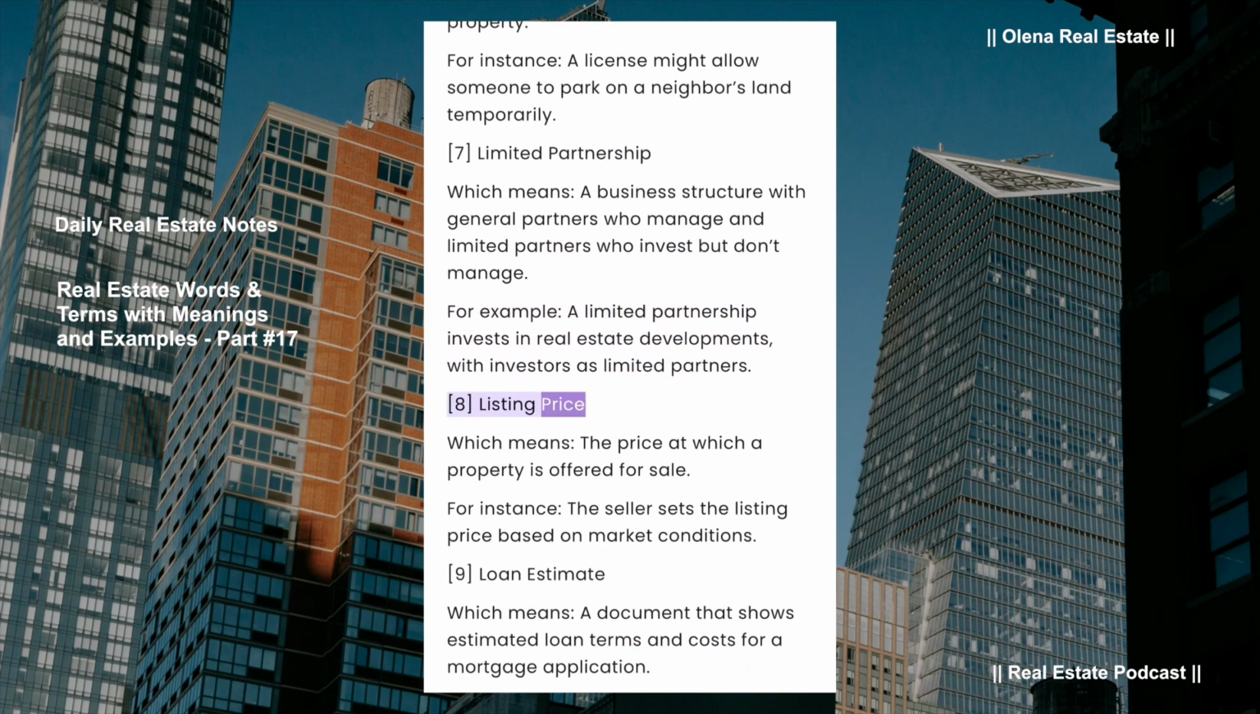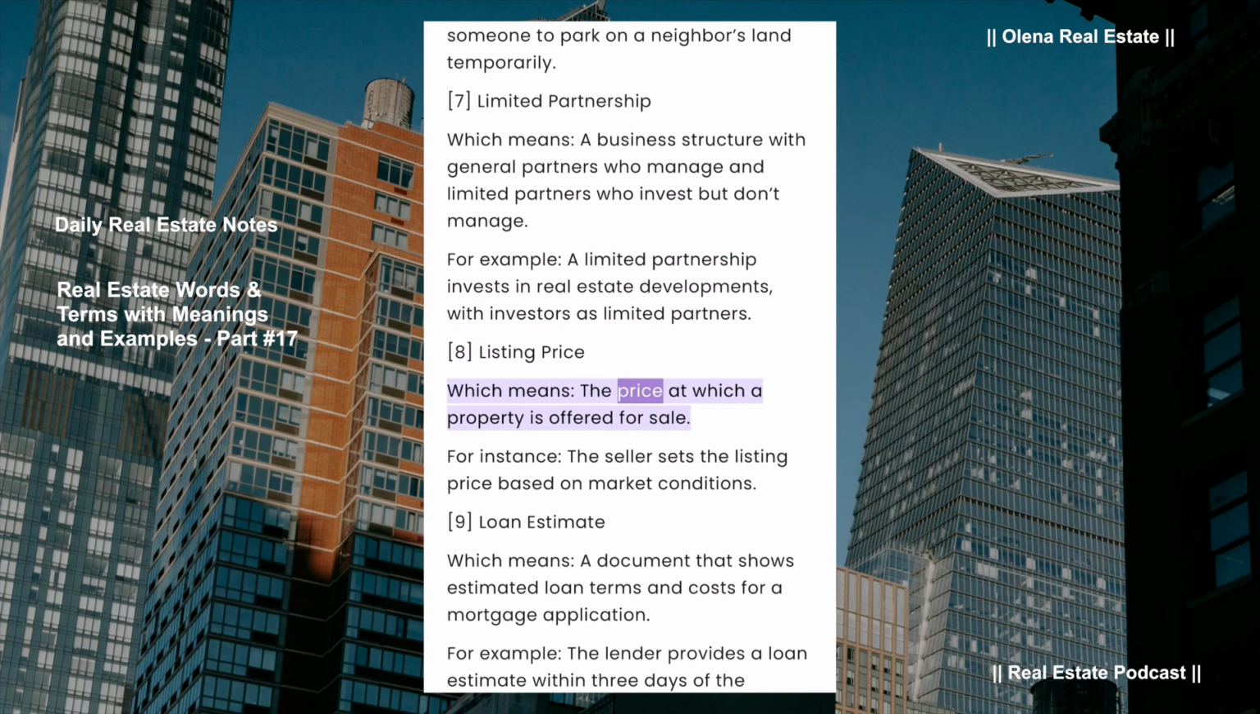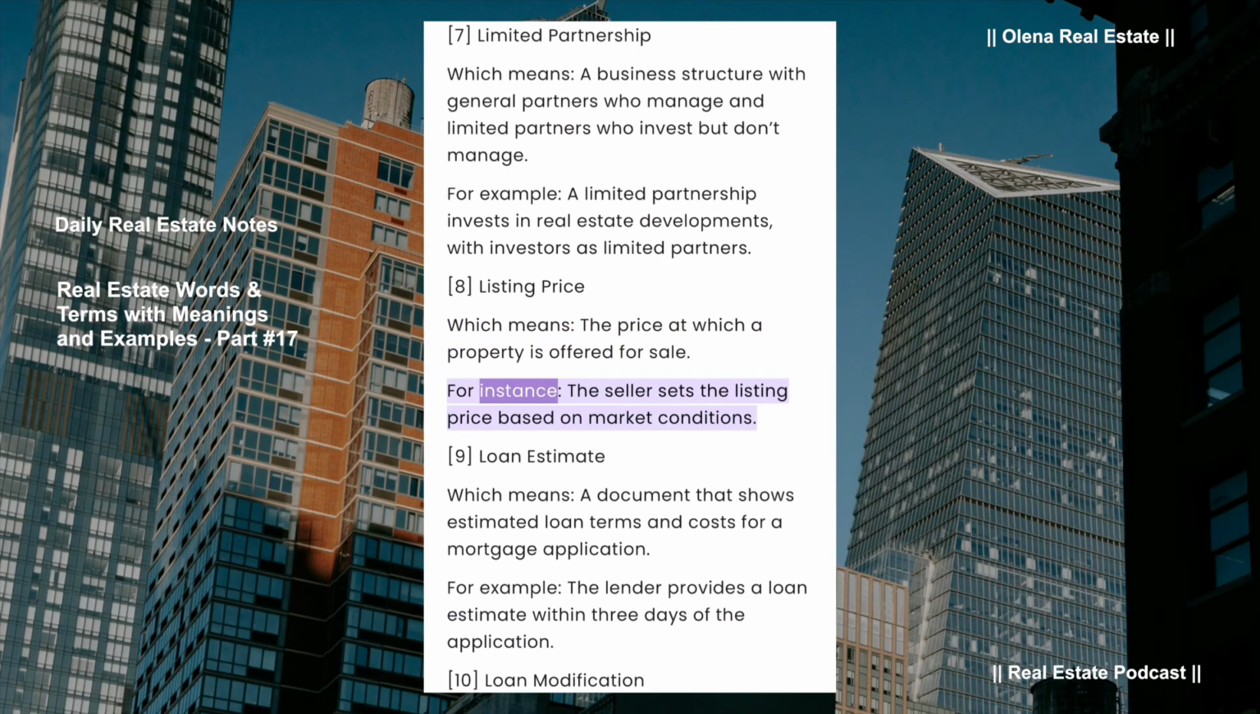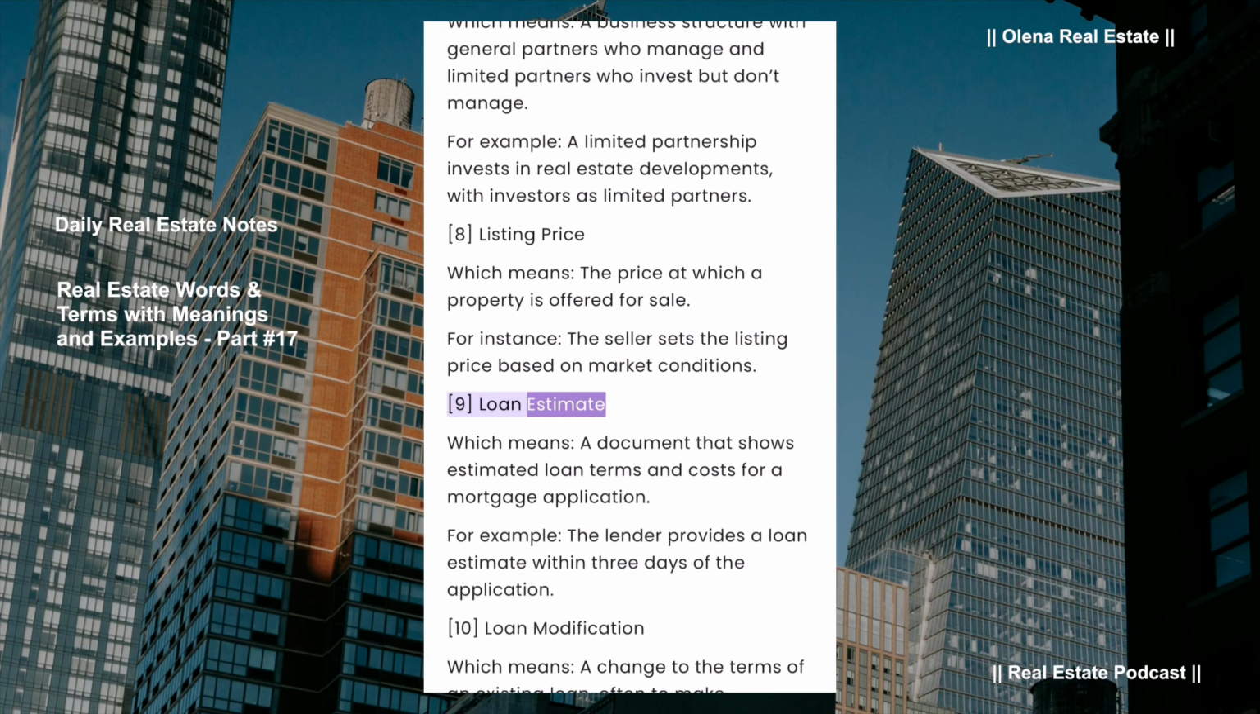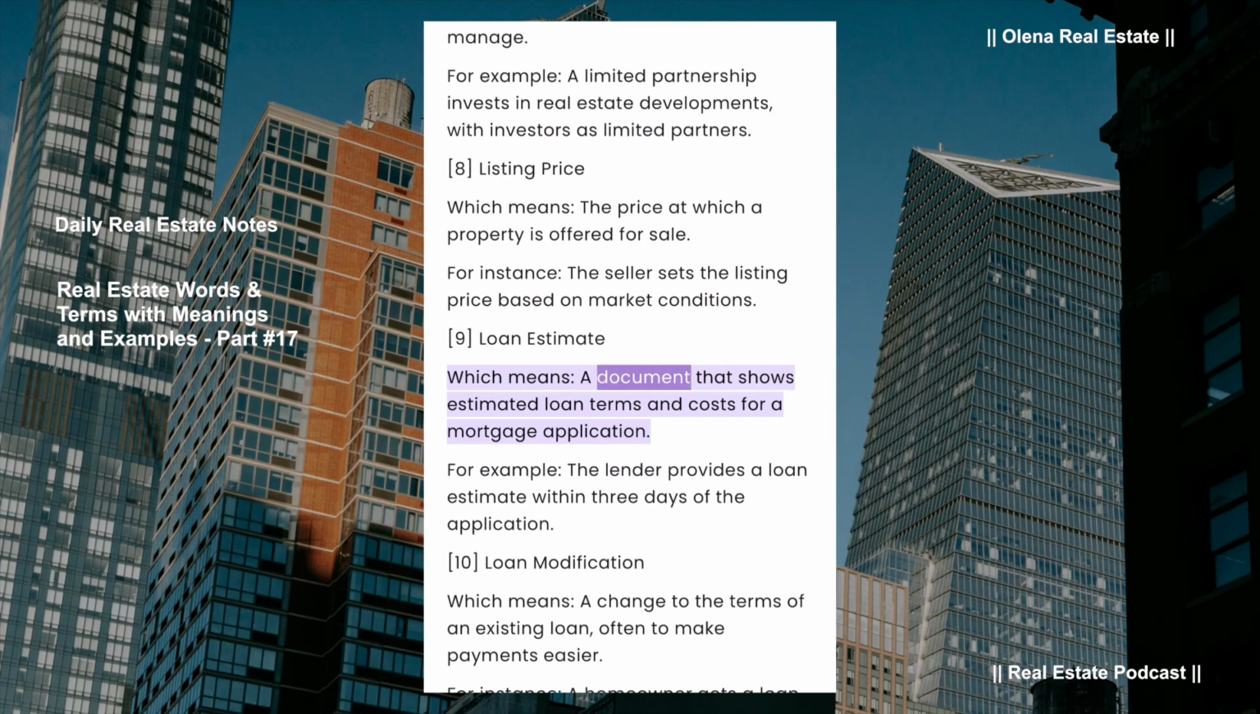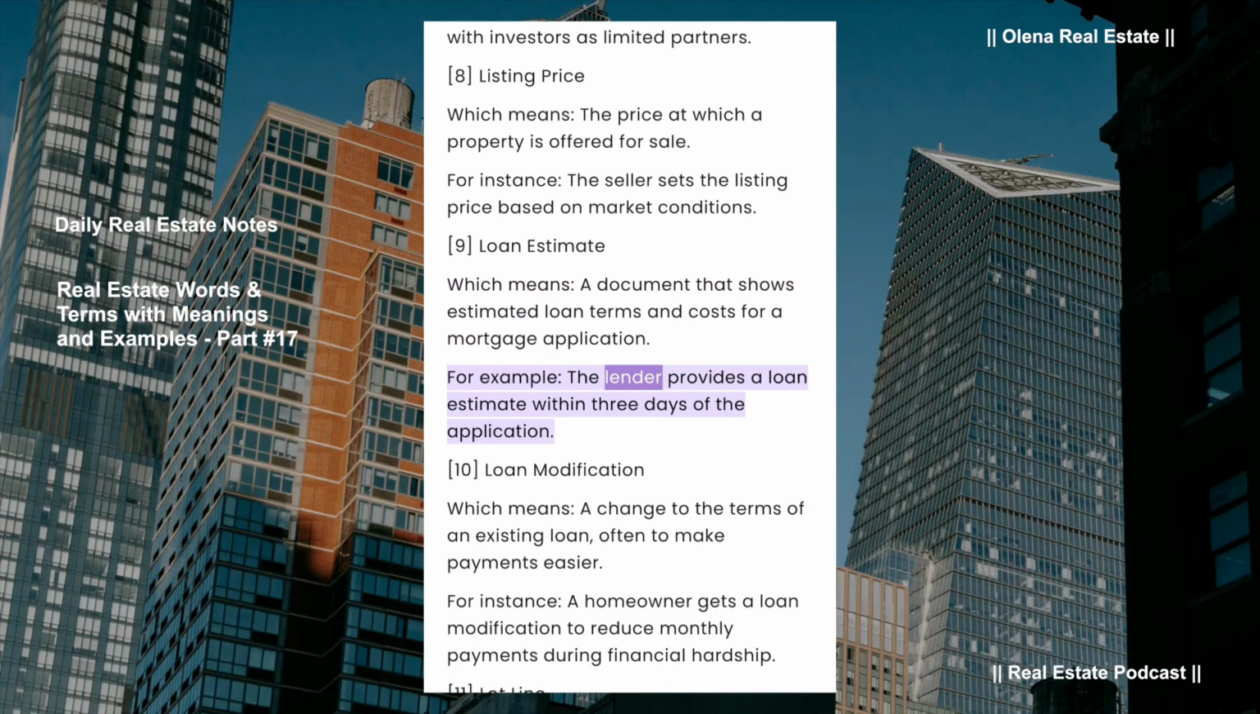Listing price, which means the price at which a property is offered for sale. For instance, the seller sets the listing price based on market conditions. Loan estimate, which means a document that shows estimated loan terms and costs for a mortgage application. For example, the lender provides a loan estimate within 3 days of the application.